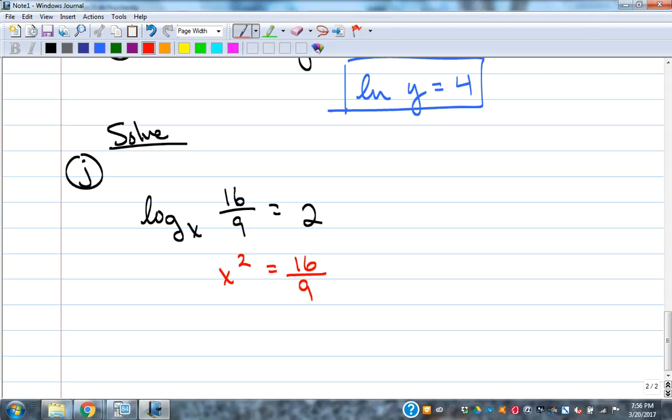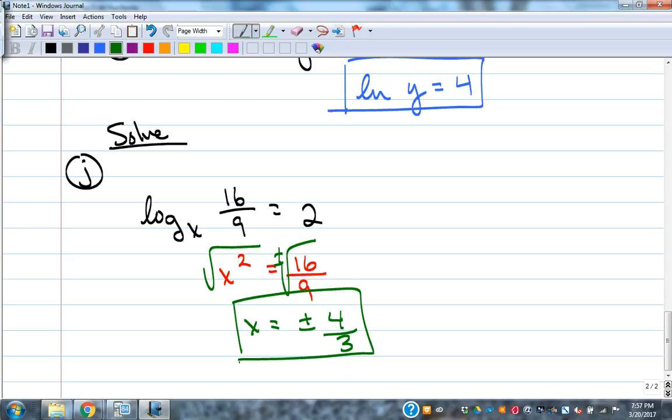How do I solve that? How do I get rid of the squared? No, I can't divide by a square. Square root is the opposite of squaring. So if I take the square root of both sides, don't forget the plus or minus, and then I simplify that square root. What's the square root of 16? What's the square root of 9? 3. So that's 4 over 3. There's my answers.